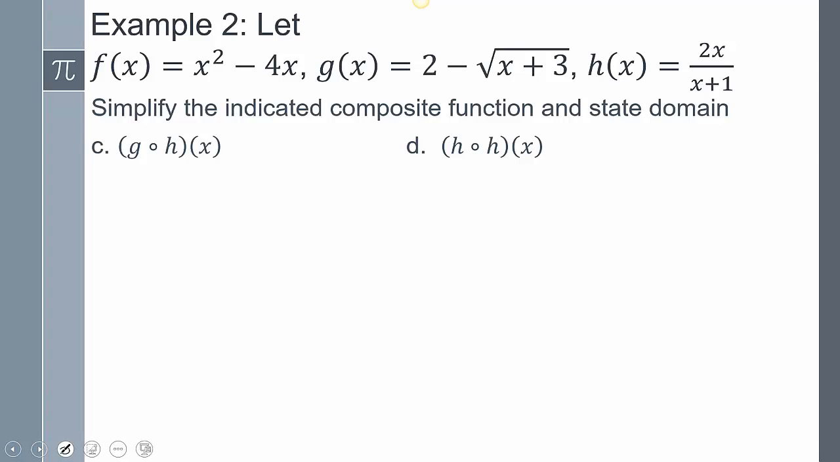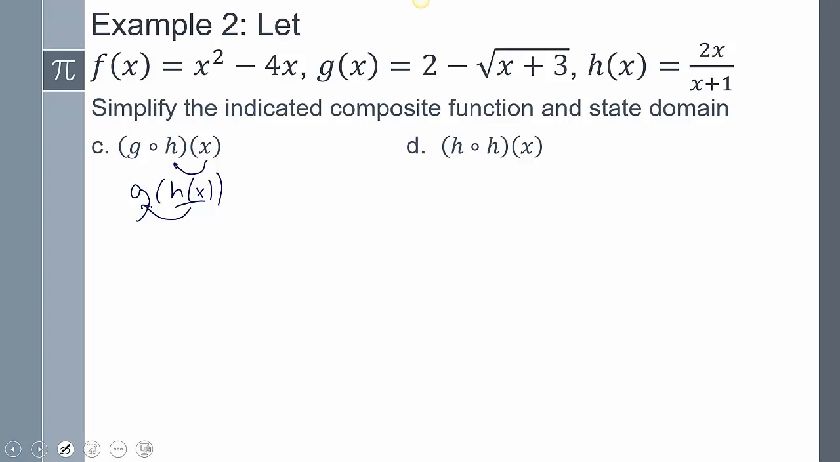For part C, it says g of h of x. So now for this, we take our x, we're going to plug it in for h, well, it's going to stay the same. So then I can look at it as g of h of x. And so now I'm taking my h function and plugging it in for g.